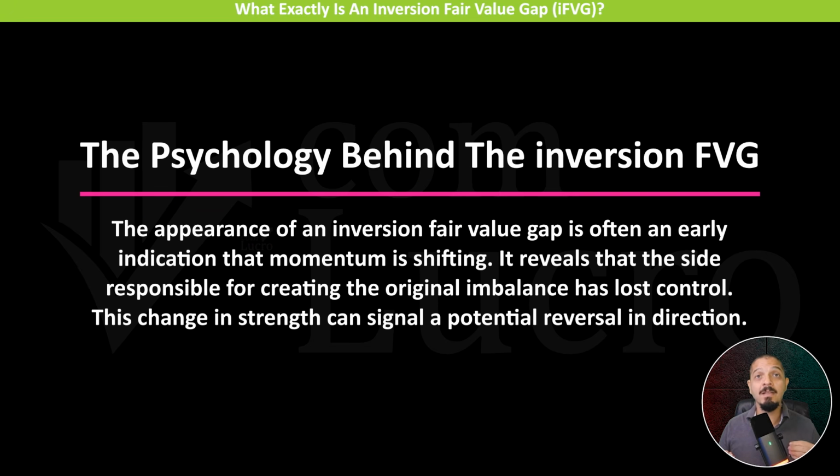Now, let us understand the psychology behind the Inversion FVG. The appearance of an inversion fair value gap is often an early indication that momentum is shifting. It reveals that the side responsible for creating the original imbalance has lost control. This change in strength can signal a potential reversal in direction.